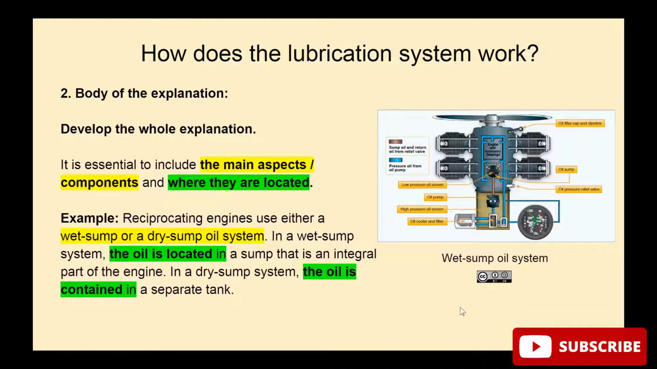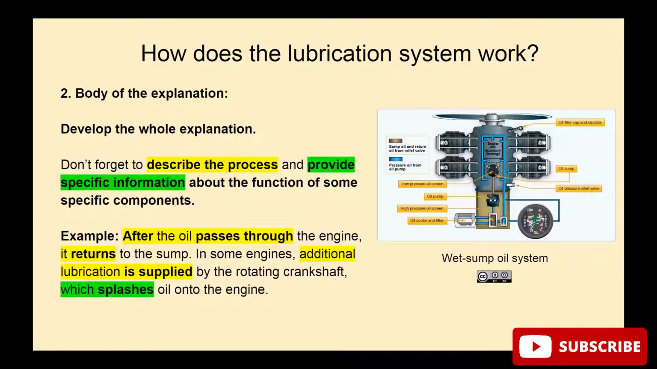Then, in the body of the text, we need to develop the whole explanation. It is essential that we include the main aspects or components and where they are located, as in the example. Reciprocating engines use either a wet sump or a dry sump oil system. In a wet sump system, the oil is located in a sump that is an integral part of the engine. In a dry sump system, the oil is contained in a separate tank.